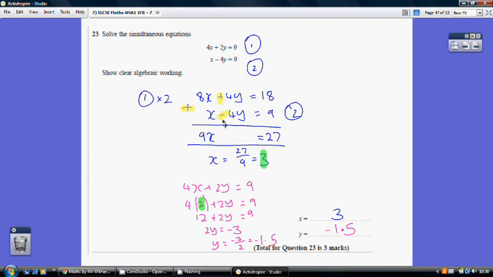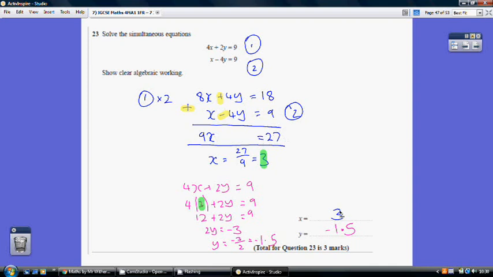Adding 4y with a minus 4y gives me 0, which is what I want. So I'm adding the two equations together. Now 8x plus x is 9x. 4y plus minus 4y is nothing. That's the whole point. And 18 plus 9 equals 27. So my y's have eliminated. 9x equals 27. Dividing both sides by 9, I get x being 3.